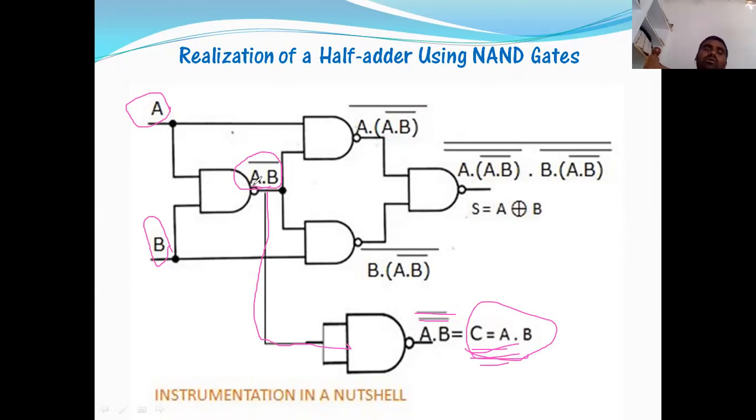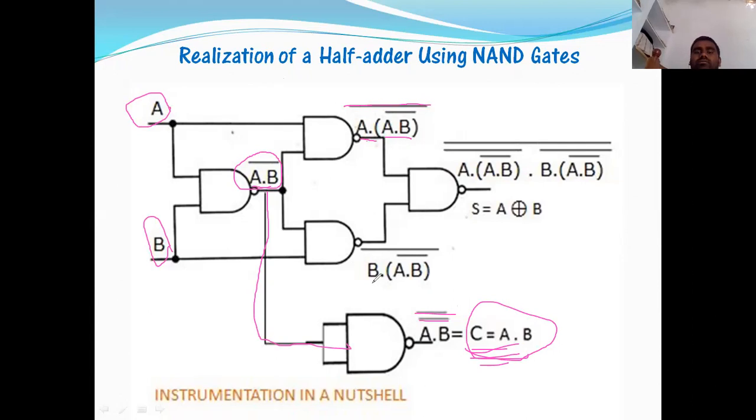And next, here we have (AB) bar as one of the inputs for this NAND gate, and A is another input of the NAND gate. So that is A into (AB) bar, the whole bar.